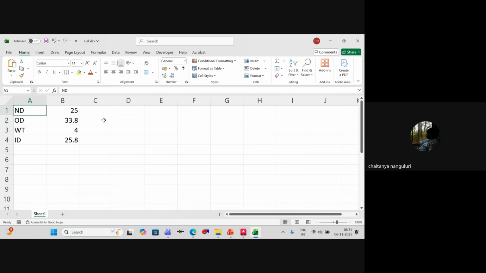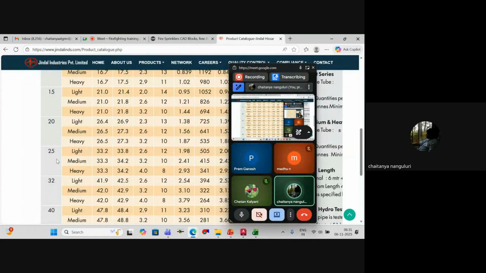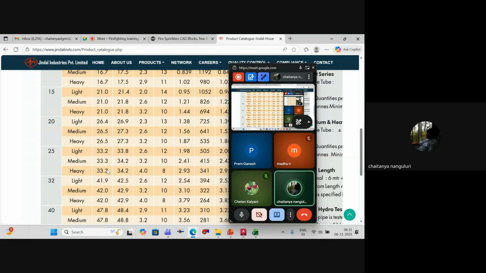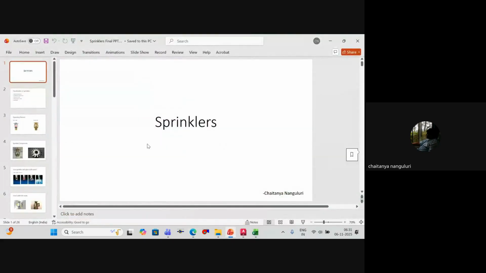So your nominal diameter is 25. The outer diameter from the brochure is here. For 25 heavy, it is 33.3 to 34.2. We take an average of these two to get the average outer diameter, and then we get the wall thickness. Outer diameter minus 2 times the wall thickness is your inner diameter. Understood? Nothing else. And I made a section previously for that.